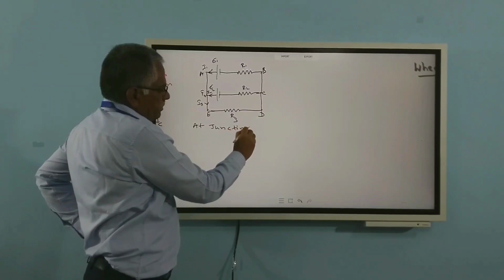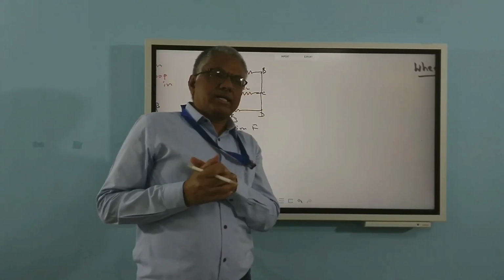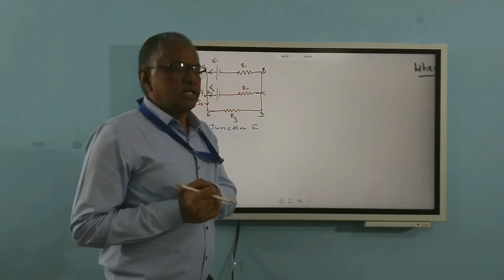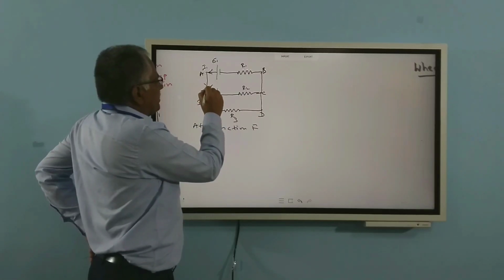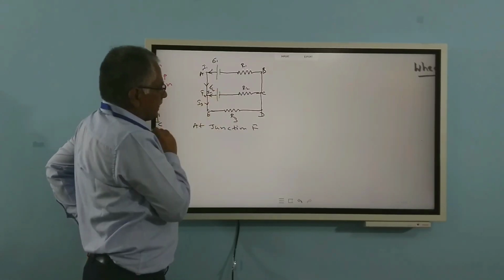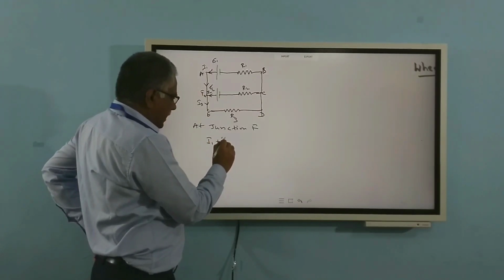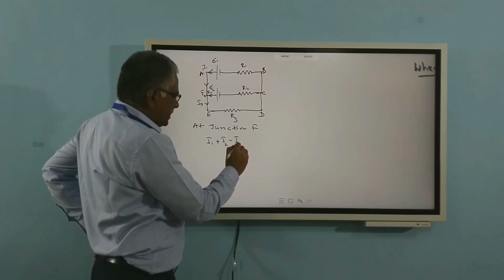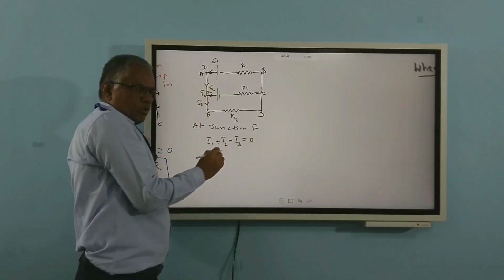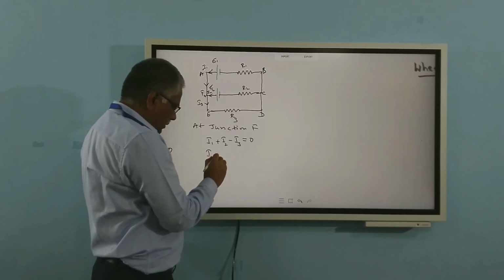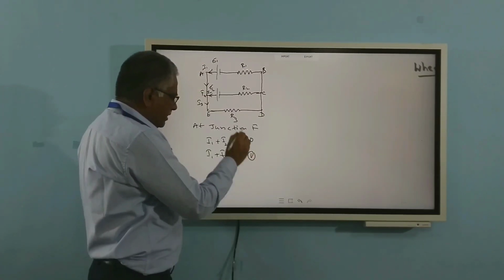Now, at this point F, at the junction F, apply Kirchhoff's first law. The algebraic sum of the currents entering the junction is equal to the algebraic sum of the currents leaving the junction. How many currents are entering and leaving? If we see, I1 is entering, I2 is entering, and I3 is leaving. That is I1 plus I2 minus I3 is equal to 0. You can see, the sum of the currents will be equal to 0. I1 plus I2 is equal to I3. This is the first law we have applied.